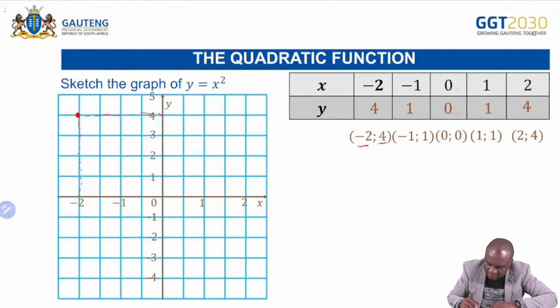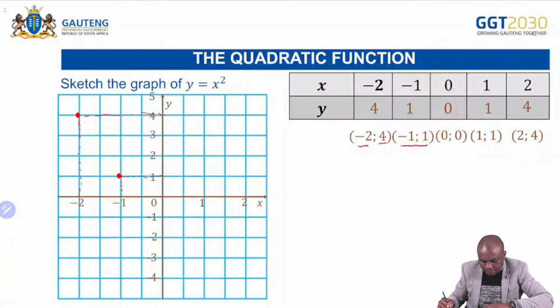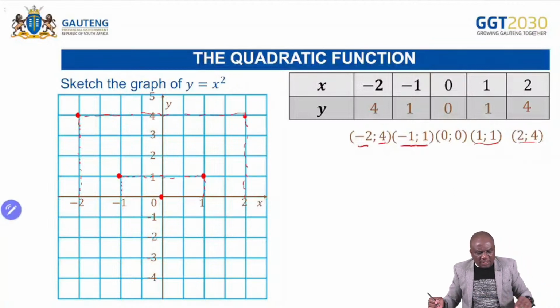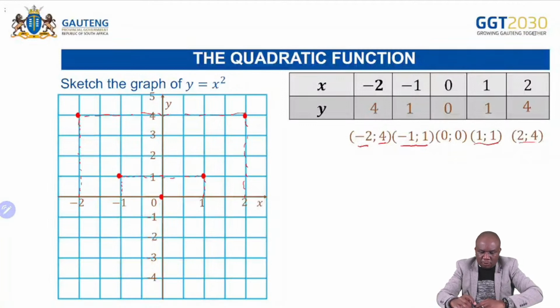Okay, then -1, 1, our point is there. Then 0, 0 is the origin, our point is there. Then 1, 1, our point should be there. Then 2 and 4, right, our point is there. See that? Now we've plotted our points.